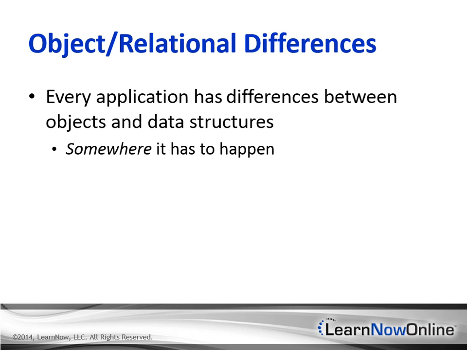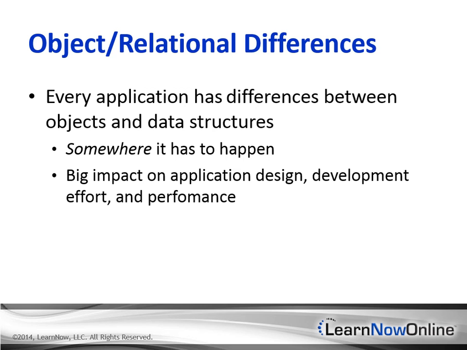The problem is ultimately that somewhere in the application, or sometimes in the data store if it's programmable, there has to be a lot of code to handle the differences that arise from these two very mismatched systems. How you choose to handle these differences is going to have a big impact on your application's design, the development effort that it takes to implement the application, as well as performance.